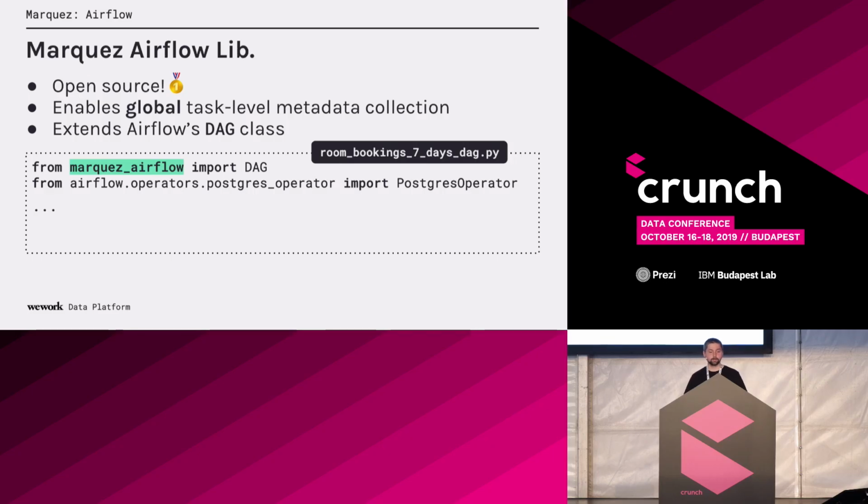So the Marquez Airflow library is open source. I think there's a lot of experimentation that we're doing internally, but we're gonna be pushing a lot of the code upstream within the coming weeks. The library does enable global task level metadata, as we talked. So, with Airflow, you have this one view of your DAG, but with the Marquez UI, you're able to then see a full view of all the DAGs and their dependencies. And really, what we ended up doing, we just extend the Airflow DAG class. So instead of saying from Airflow import DAG, you do from Marquez Airflow import DAG, and that's it. That's all you have to do.